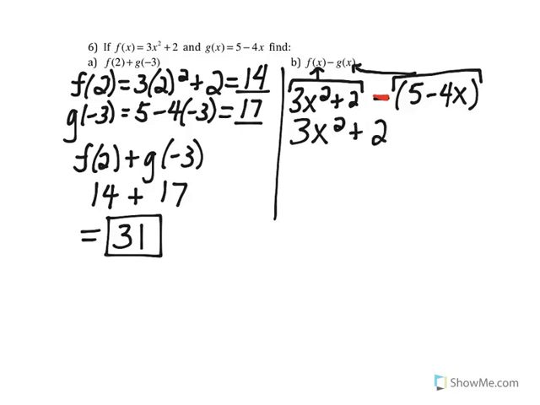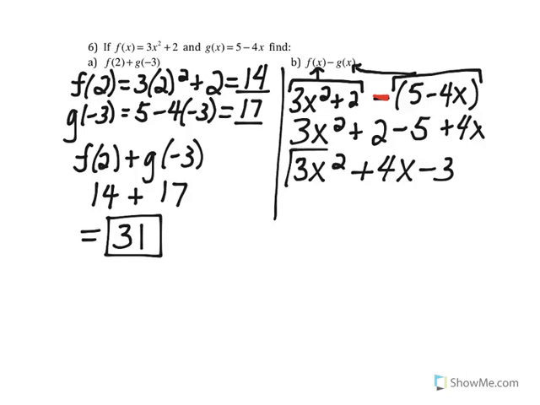So it will be minus 5x, minus 5 plus 4x. And then the only two things that are combining are the 2 and the minus 5. So we're going to have 3x squared plus 4x minus 3. And I put that in descending order. You'll tend to see that we'll put a lot of the stuff in that order, so it makes all the stuff we're going to do in algebra later on in the year easier.